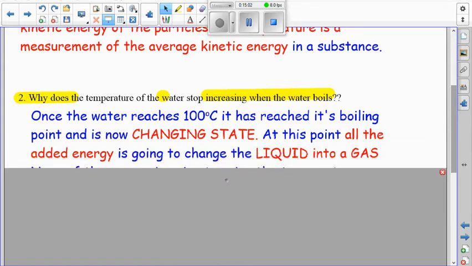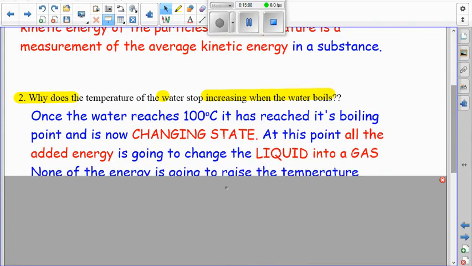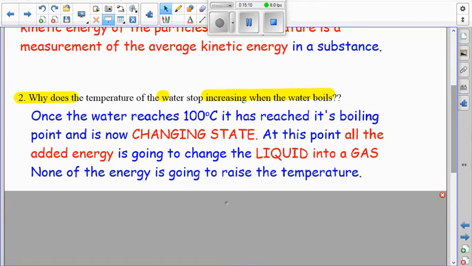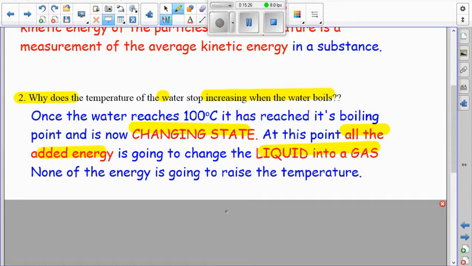And at that point, all the energy from the Bunsen burner that's going into the water is no longer being used to change the temperature, but it's changing the liquid to a gas. So when you're changing state, all the added energy is changing the liquid to a gas. It's not changing temperature anymore. So in a sense, I was right.